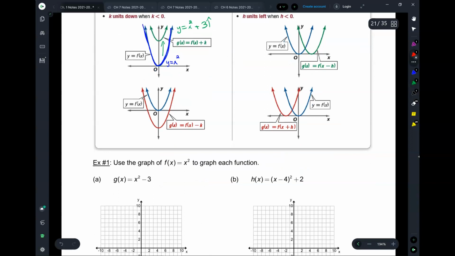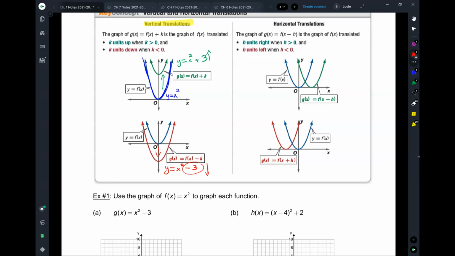To move it down 3 units, I would say y equals x squared minus 3. That minus 3 moves it down 3 units. All right? So that's how you can move a graph up or down. So the plus 3 and the minus 3 are called vertical translations, right? A vertical translation basically moves up and down that many units. Okay. A horizontal transformation. Suppose this is y equals x squared.